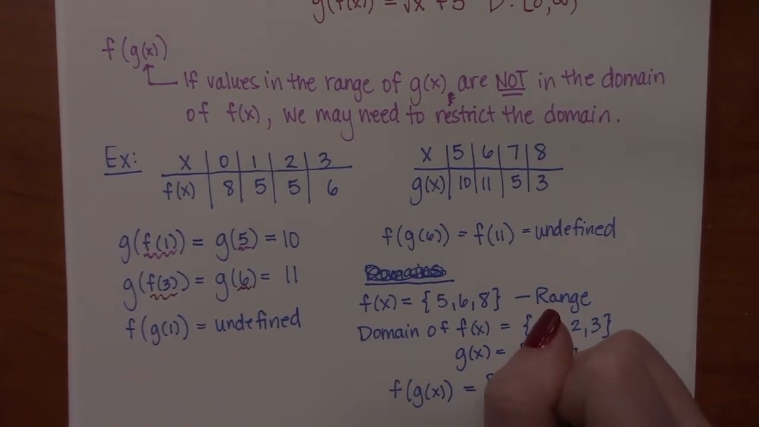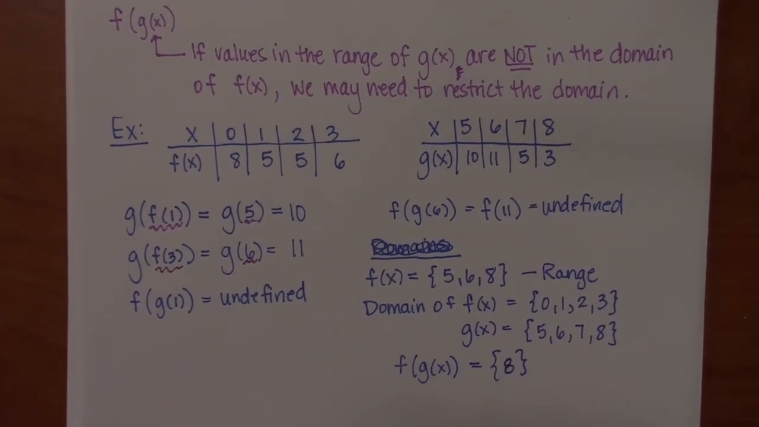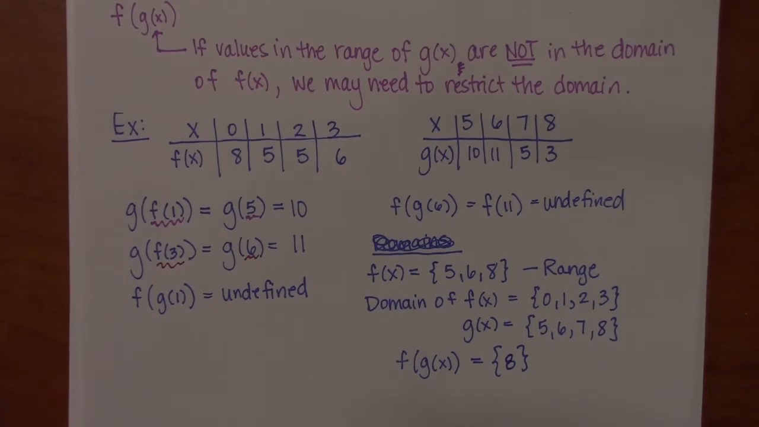Oh, my bad. 8. Screwed up. Why is it 8 and not 3? Because it's the x value, right? It's the original x that produced that. So 8 maps to 3, and then 3 would map to 6.